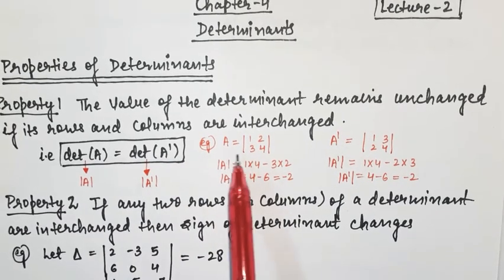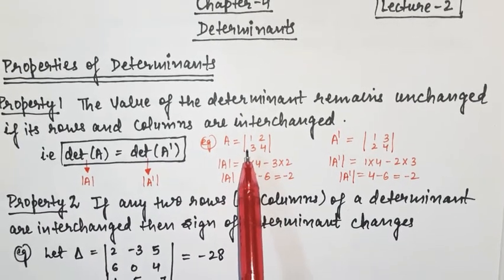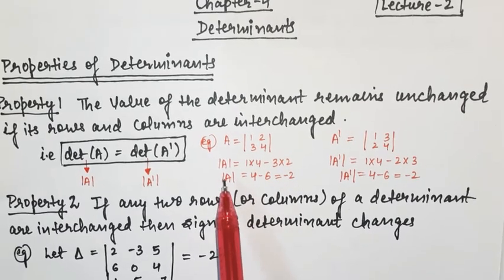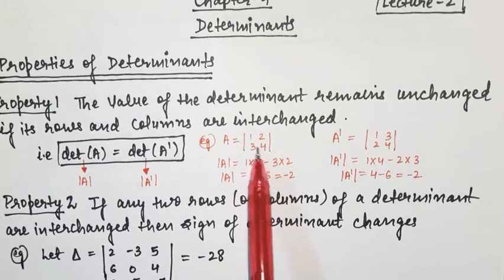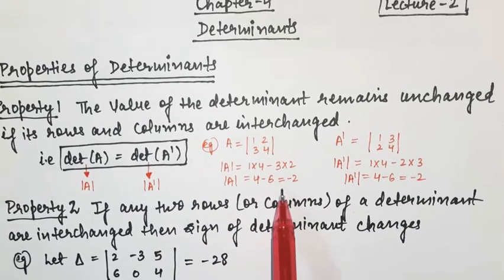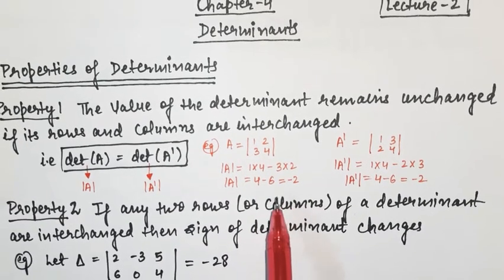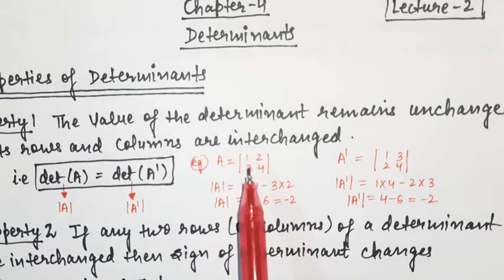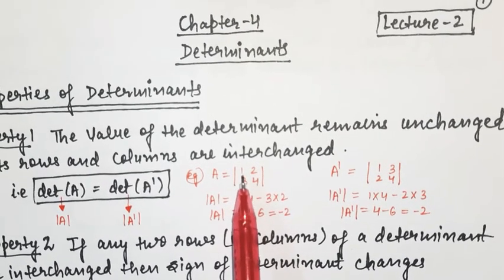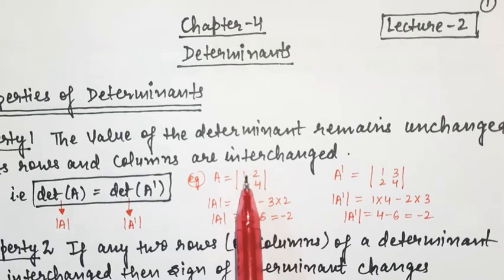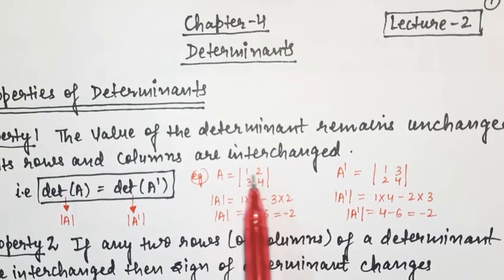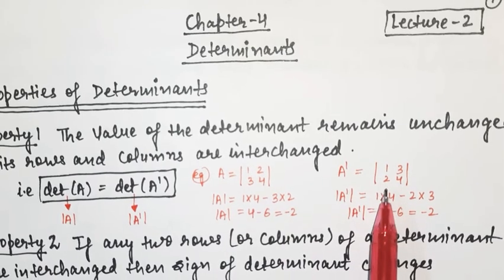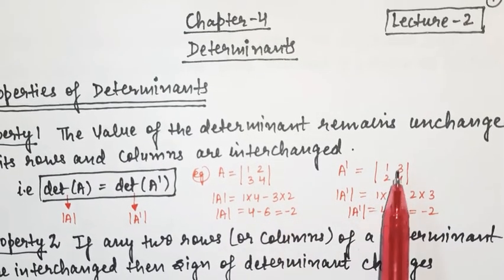Let's suppose matrix A is given, with determinant 1, 2, 3, 4. Whenever I calculate the value of determinant of A, 4 into 1 minus 3 into 2 will give you minus 2. The final answer is minus 2. Now let's suppose I interchange row 1 with column 1, that is, I take the transpose. Now this row will become a column and this row will become a column.